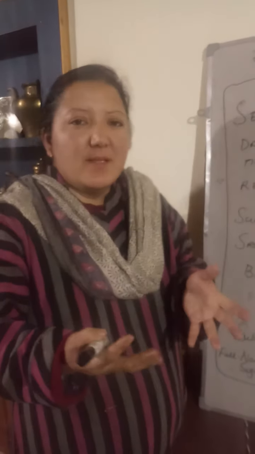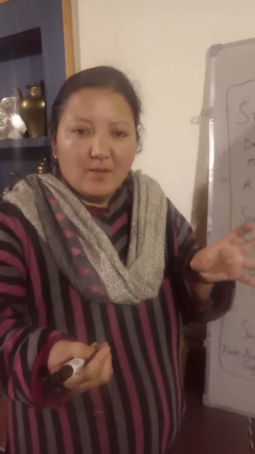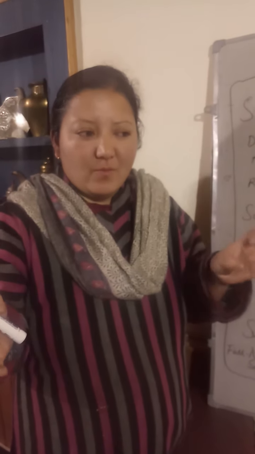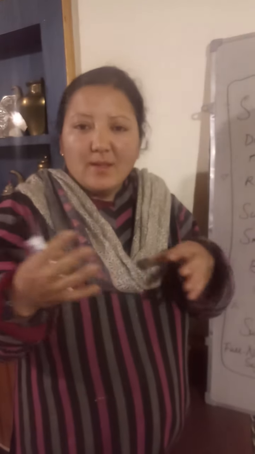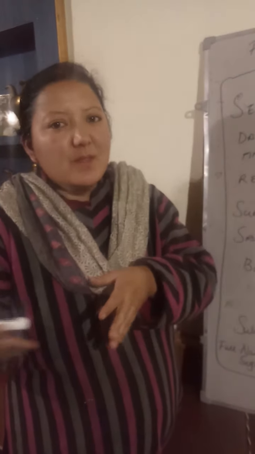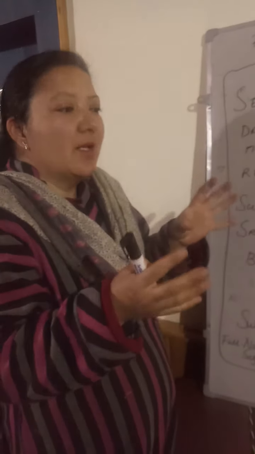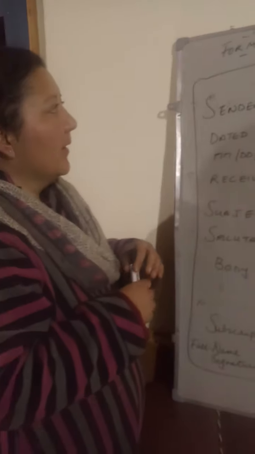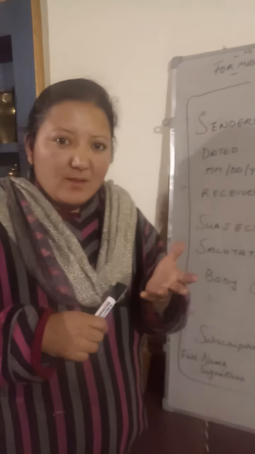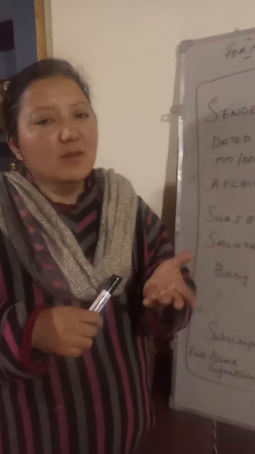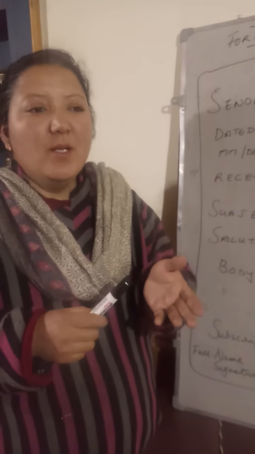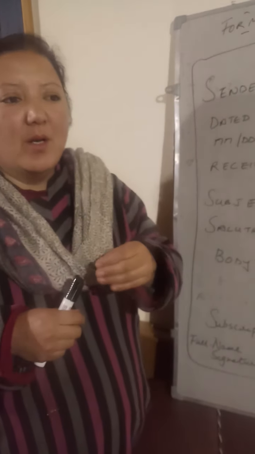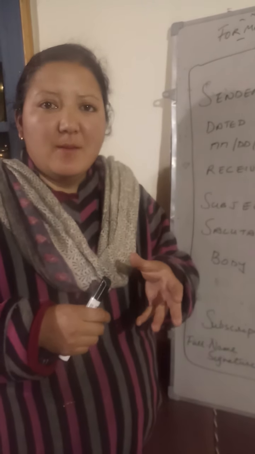Would I be wrong if I say letter is a mode of communication between the sender and the receiver? There's one person who's writing the letter and sending it, and there's another person who's reading the letter. So a written communication between the sender and the receiver. There are two categories of letters. One is a formal letter, and one is an informal letter. Formal letter is work related only. Formal letter is something where you are writing a letter for work purpose.